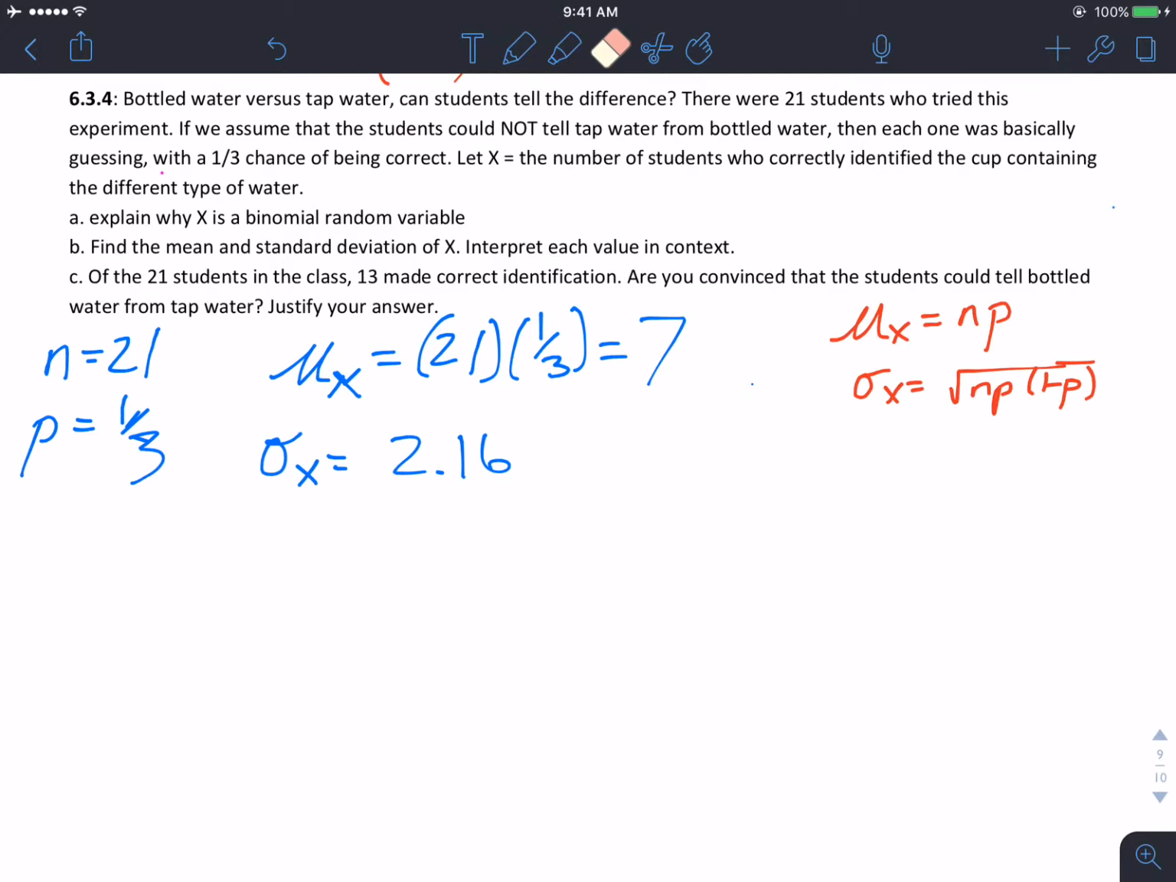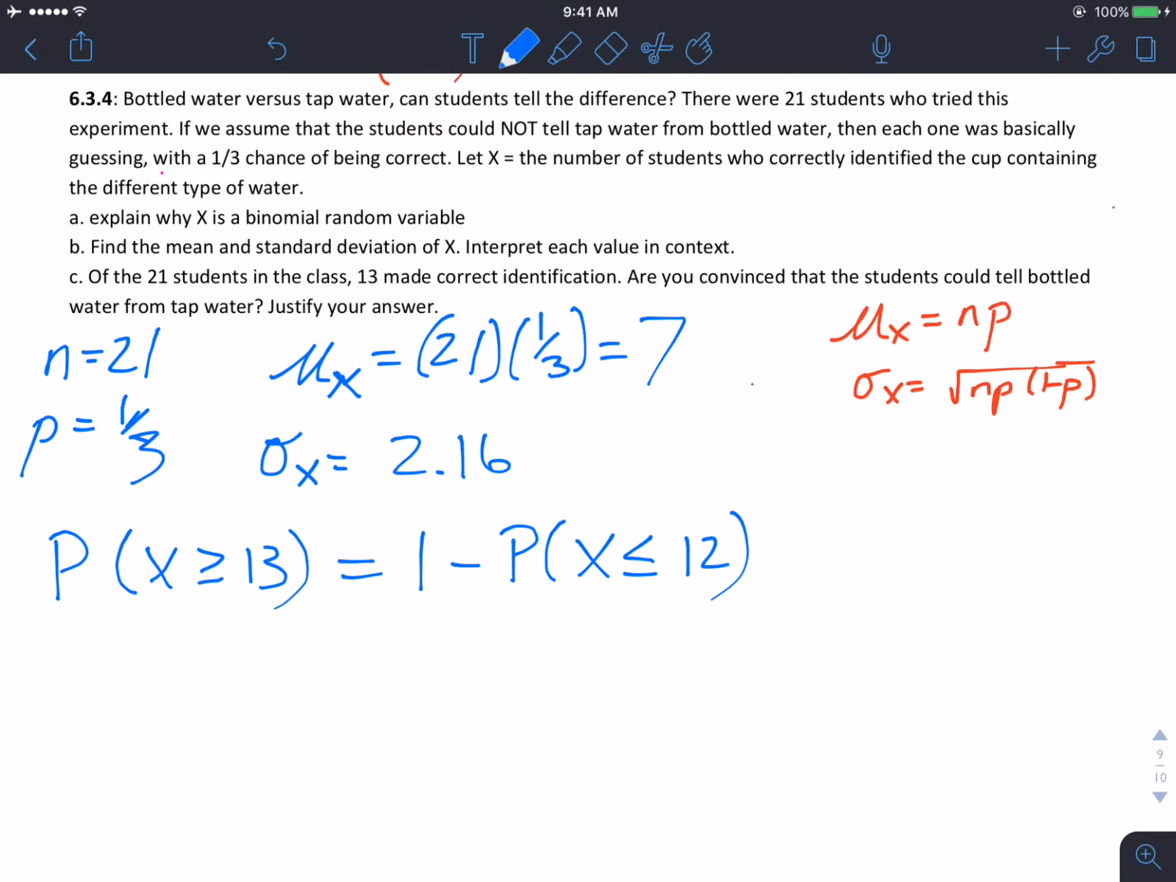So what we're looking at here is we want to know what's the probability that we actually get 13 here. How likely is it that 13 or more of these students actually guess it? That's essentially what we're looking at here. And this is going to be the same thing as writing it like this. And this way we could go ahead and plug it in the calculator.